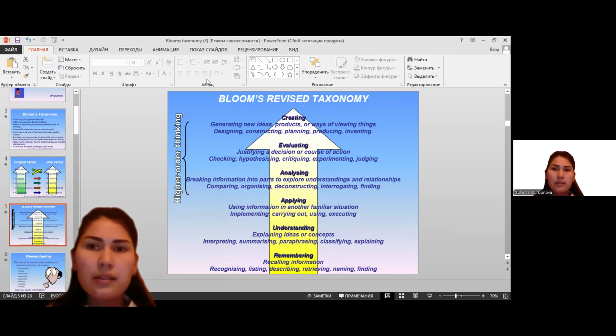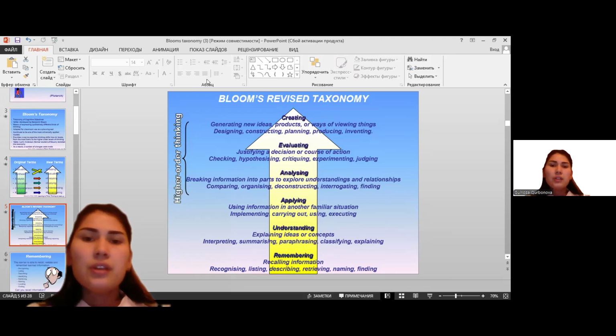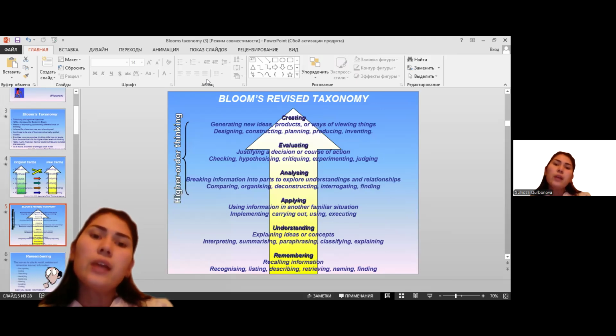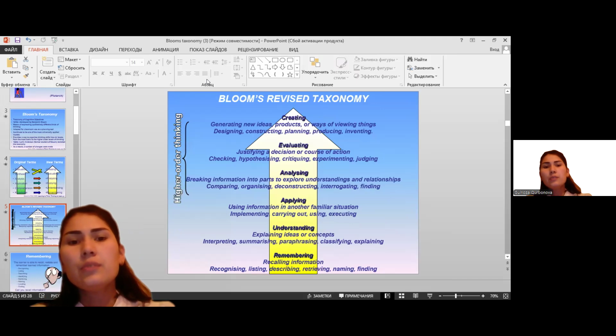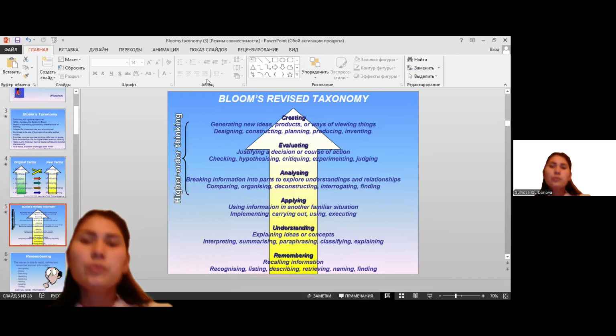Bloom's revised taxonomy. Creating: generating new ideas, products, or ways of viewing things, designing, constructing, planning, producing. Evaluating: justifying a decision or course of action, checking, and judging. Higher order thinking: analyzing, breaking information into parts to explore understandings and relationships, comparing, organizing, deconstructing, interrogating, and finding.